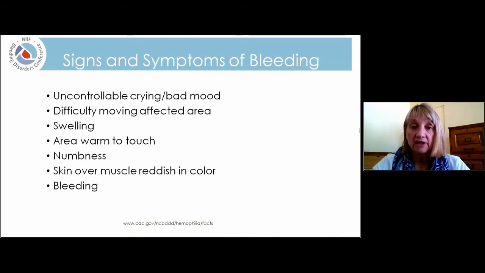We look for swelling, and you want to compare one joint to the other one. You want to look at both knees. Is one more swollen than the other? Feel the joint. Is it warm to the touch? If your child is verbal, ask them if they have any numbness, if they can feel you touching them. And sometimes a very late stage may be that we actually see redness appear on the skin over the area where it's bleeding. And obviously, if you have overt bleeding coming from your mouth, your nose, or whatever, you're going to know that something is going on.